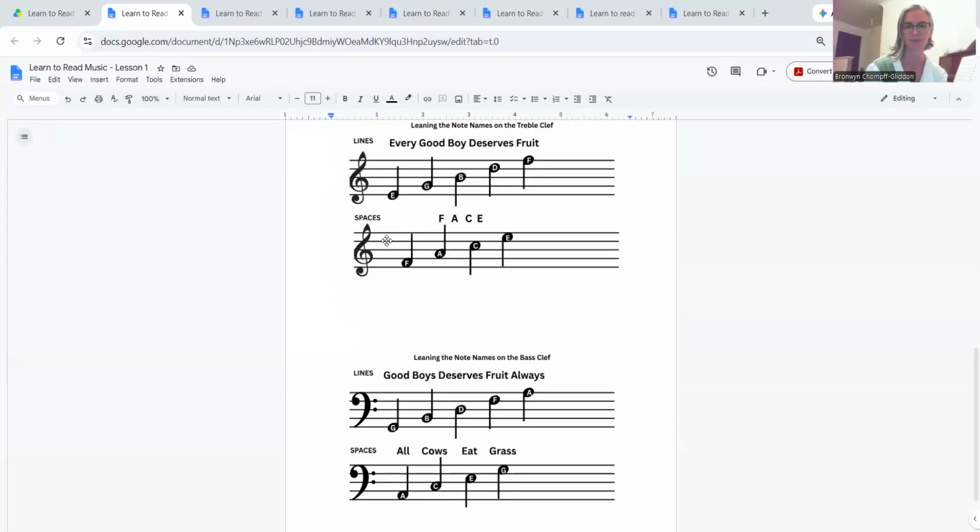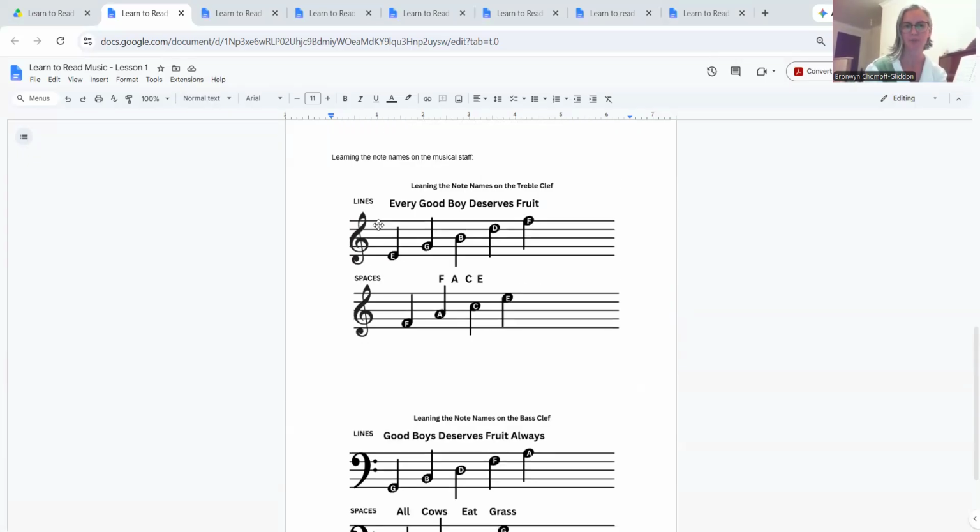You've got the treble clef and then the bass clef. The treble clef is what you play with your right hand. The bass clef is what you play with your left hand. Or the other way of doing it, with voices, is that your treble clef would be your soprano and alto parts, and then the bass clef would be your tenor and bass parts.